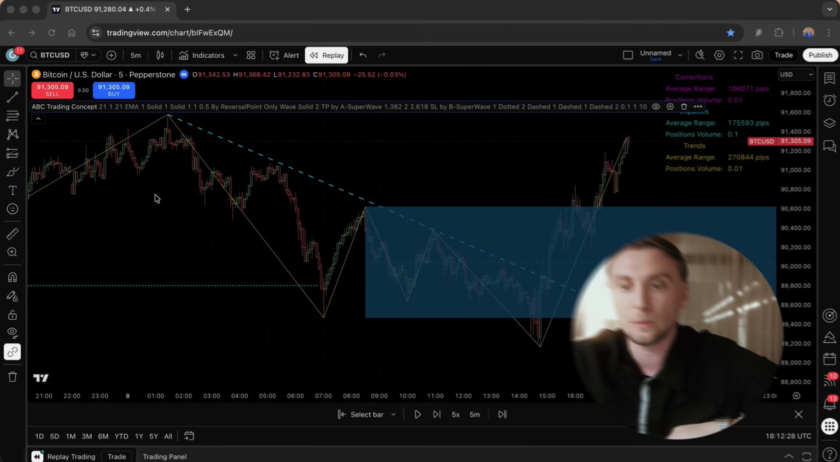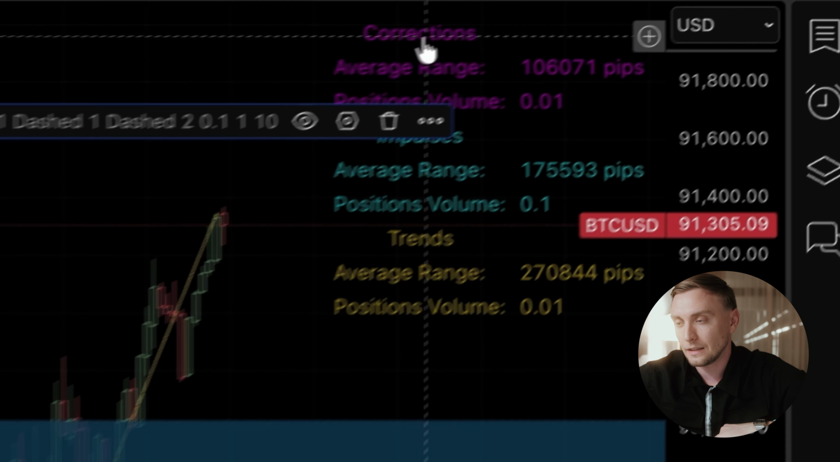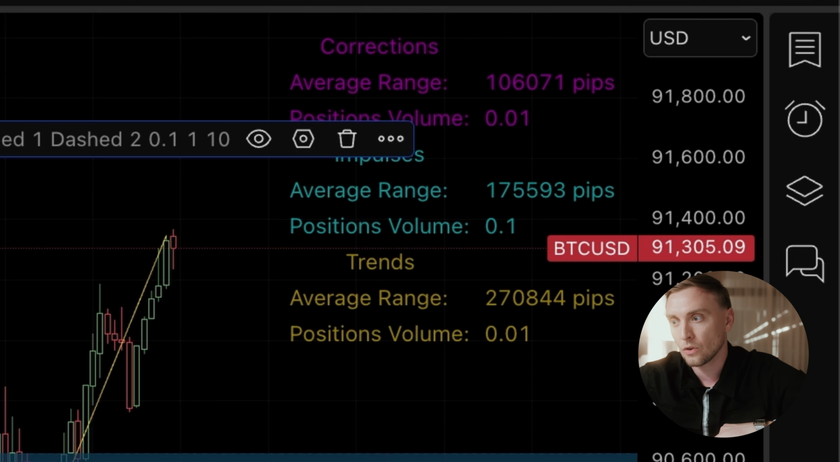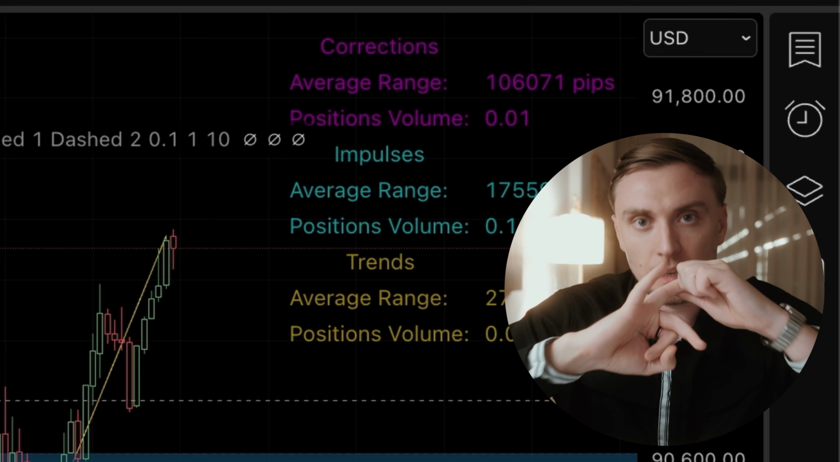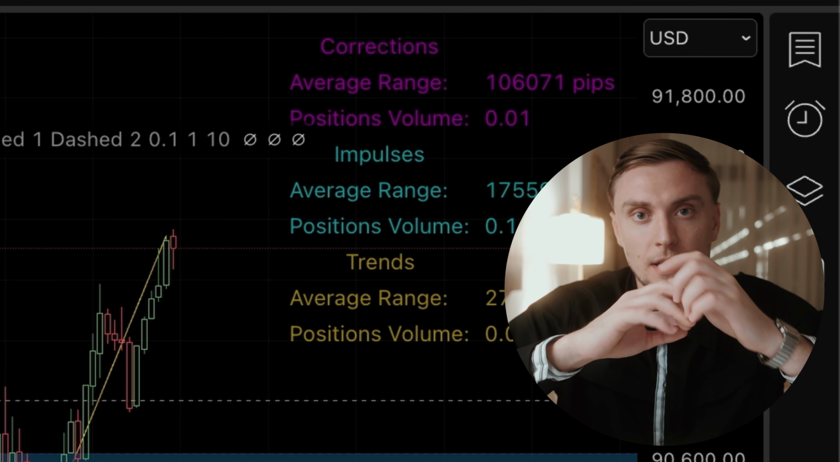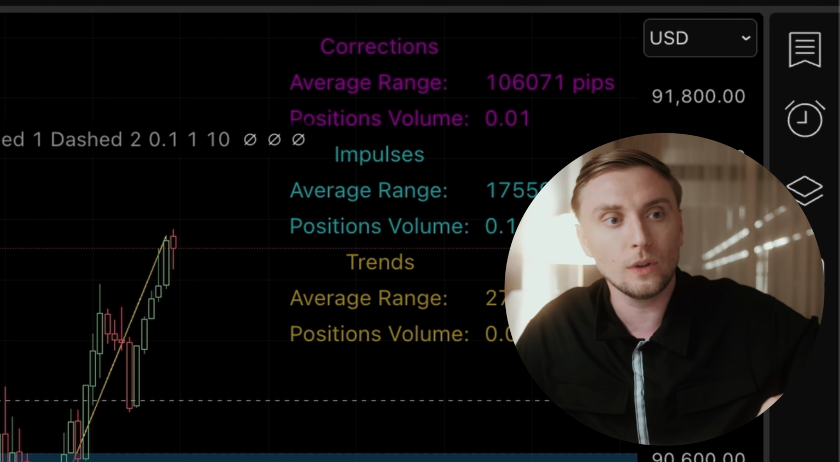Right now in front of you I opened Bitcoin. Why Bitcoin? Because it's very volatile. Now we will go to the settings of the indicator, and as you can see here, this is the position risk analysis. I put in my standard trading volume, for example 0.1, and in the right corner we can see correction, impulses and trends. What this indicator is doing is calculating the 10 latest corrections, 10 latest impulses and 10 latest trends, calculating the average number in pips and comparing them to the existing one.